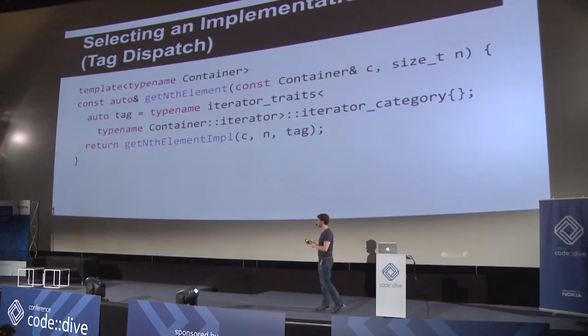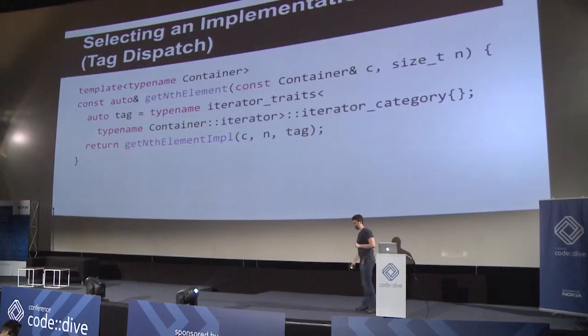So if you give me a vector, it will give you a random access iterator tag instance. And if you give me a list, it will give me a forward iterator tag instance. And I can pass that to getEnthElementImpl. That is then what lets overloading happen and then lets me select between implementations. So I can either go to the fast path or the slow path. Now the magic in the middle.